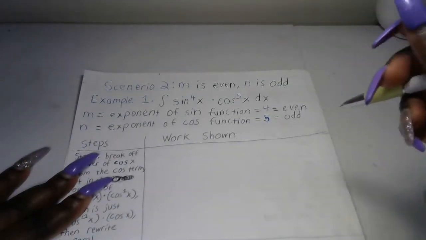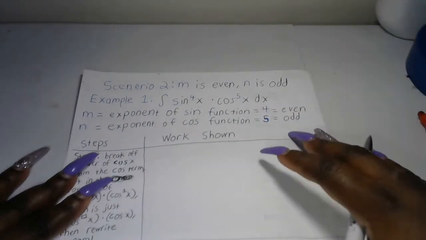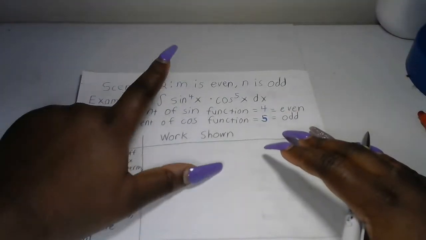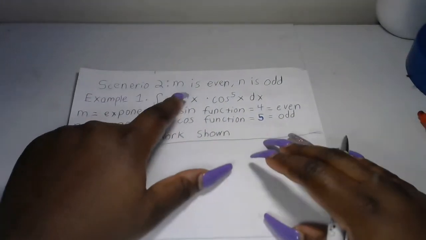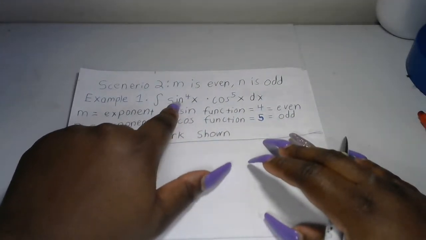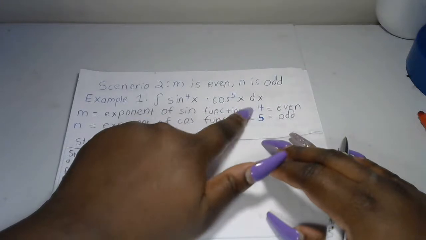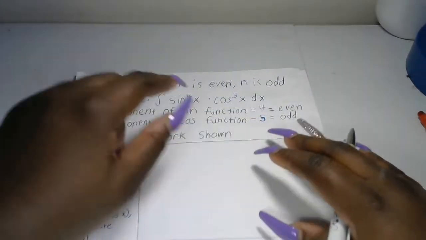Alright, so now let's do scenario 2 out of the 3 scenarios. Scenario 2 is when m is even and n is odd. That means when the exponent for the sine function is even and the exponent for the cosine function is odd. We'll do this as an example.